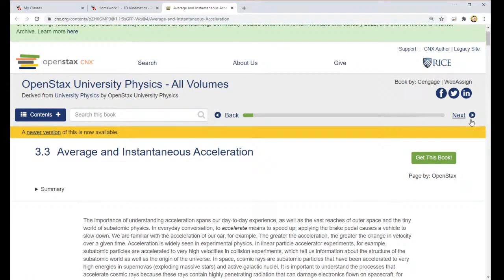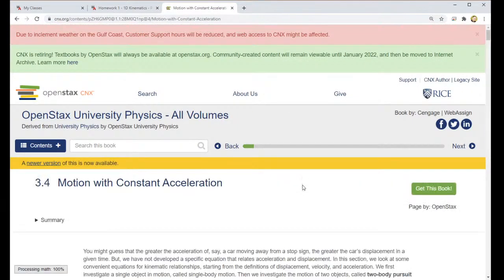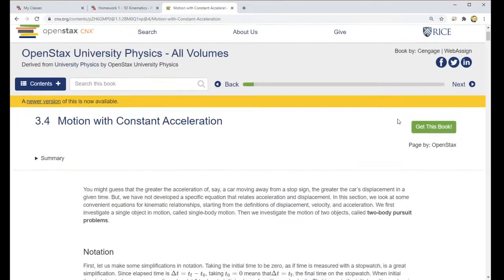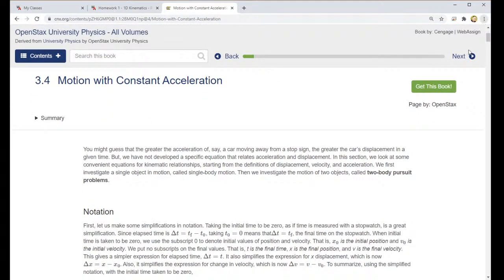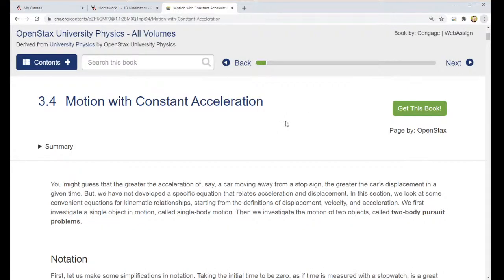Nope, I want to go to the next section. Yeah, 3.4. Okay, make this a little bigger so you can see it. Here we go.